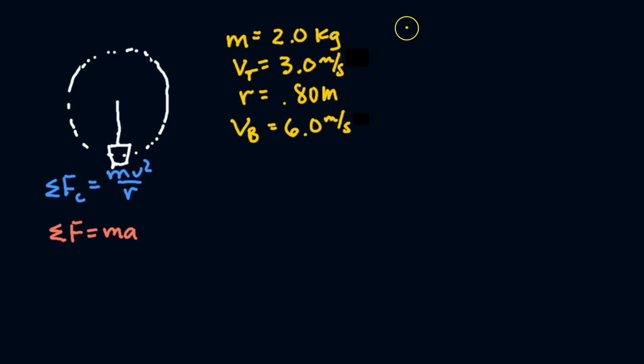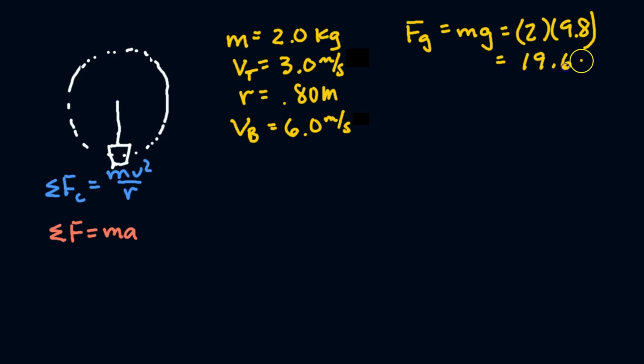Well, first we can calculate the gravity force, which is Fg equals mg. And you'll notice that the gravity force is the same because the mass is the same, right? The gravitational field strength is the same. So 2 times 9.8, we still get 19.6 newtons. Now, as we swing it in a circle, it's not unusual for it to speed up. So at the lowest point, the speed at the bottom, we have 6 meters per second.